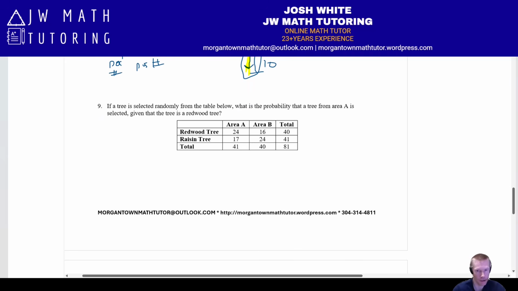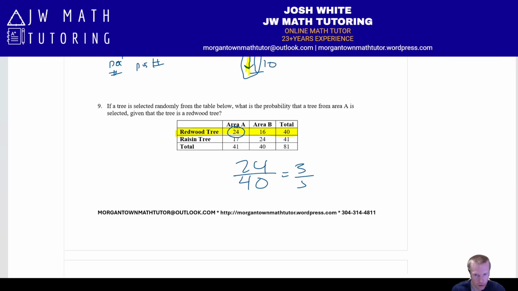All right, let's look at question number 9, the one that deals with conditional probability. If you select a tree from this table, what's the probability that it's from area A given that it's a redwood tree? So this means we're technically only looking at the total population of redwood trees. So we have 40 total trees to choose from. And the probability from area A is just going to be 24 out of 40. This just reduces to 3 over 5.